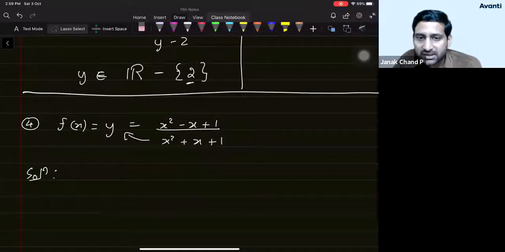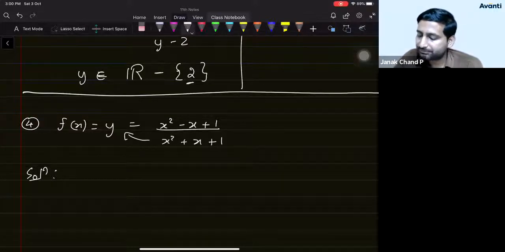So for finding the domain, you should have your question in y separated form, right? To find the domain, y should be separated out. Hence, range is some kind of opposite of that. So to find the range of anything, you should separate out x.